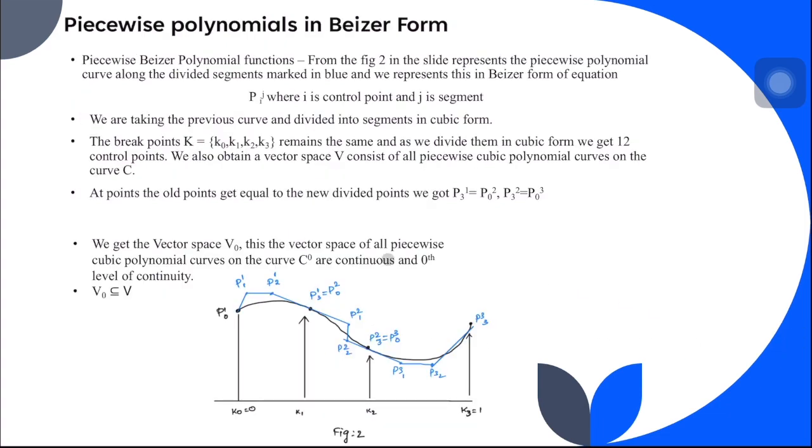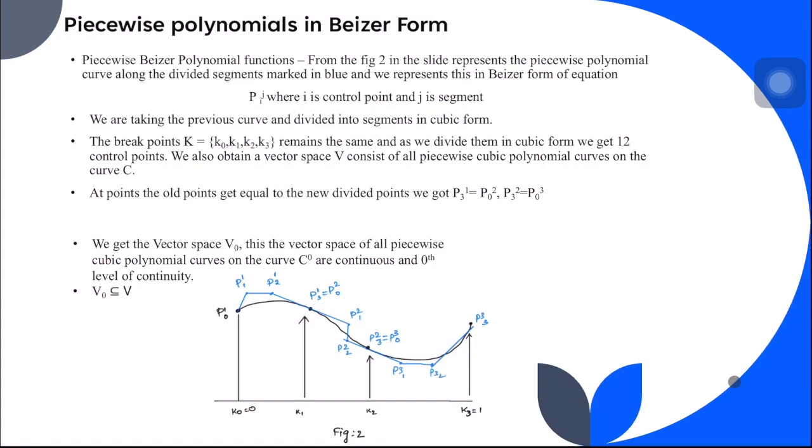Further, taking the same curve, we are going to do piecewise polynomials in Bezier form. Figure 2 in the slide represents the piecewise curve along the divided segments marked in blue. We represent this in Bezier form with the equation P i of j, where i is the control point and j is the segment. We are taking the previous curve and dividing it into segments of cubic form. The breakpoints k0, k1, k2, k3 remain the same as we divide into the cubic form. We get 12 control points.